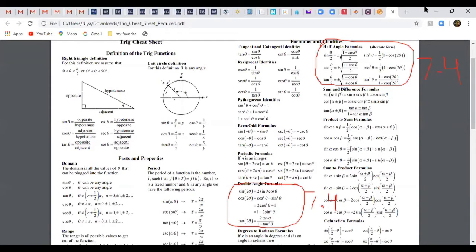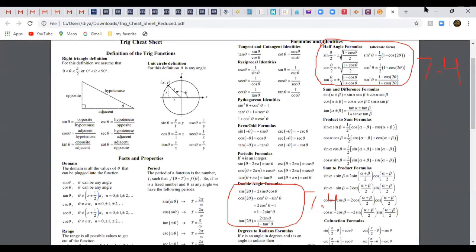Now, the only thing we need is the formulas. We do not need to prove these formulas. The only thing we need is the application of these formulas. That's what we are doing today: how to use the double angle formula and how to use the half angle formula.